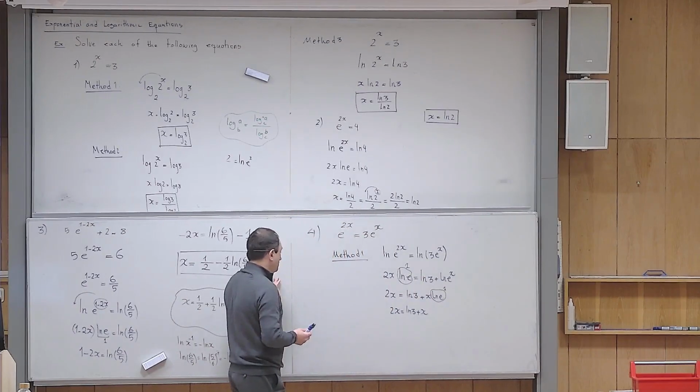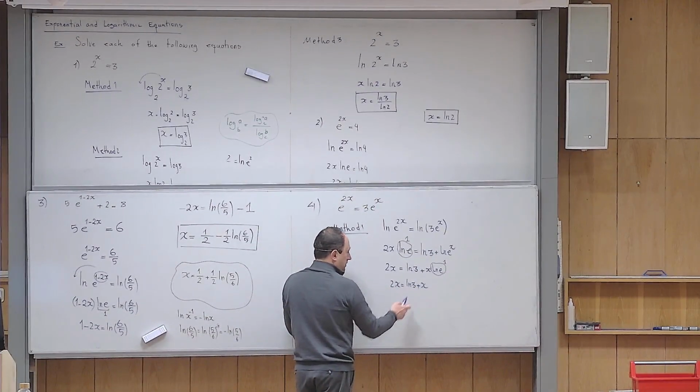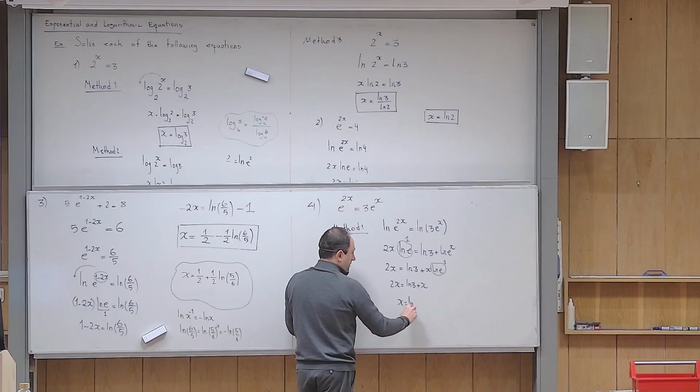And this is a very, very simple equation. I want to isolate x, so I move this x to the left. 2x minus x becomes x. So that's my answer.